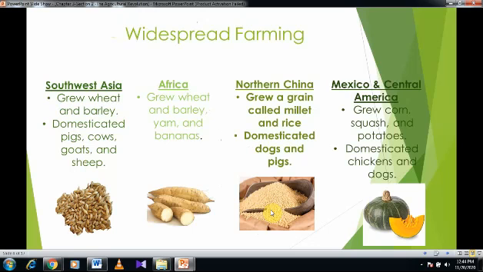Now, during the Neolithic age, we said that they started growing their own crops. There are certain regions around the world where they grew different crops. In Southwest Asia, they started growing wheat and barley. They also domesticated pigs, cows, goats, and sheep. In Africa, they grew wheat, barley, yam, and bananas. In northern China, they grew a grain which was known as millet, and rice. They domesticated dogs and pigs. In Mexico and Central America, they grew corn, squash, and potatoes, and they domesticated chickens and dogs.